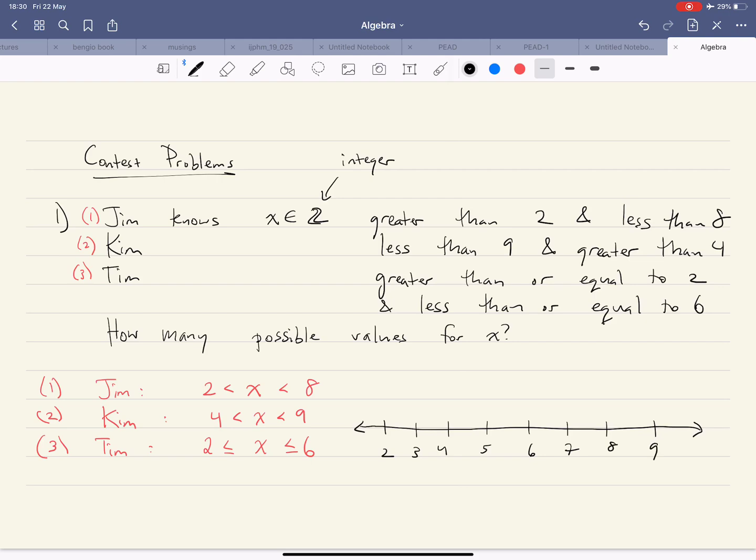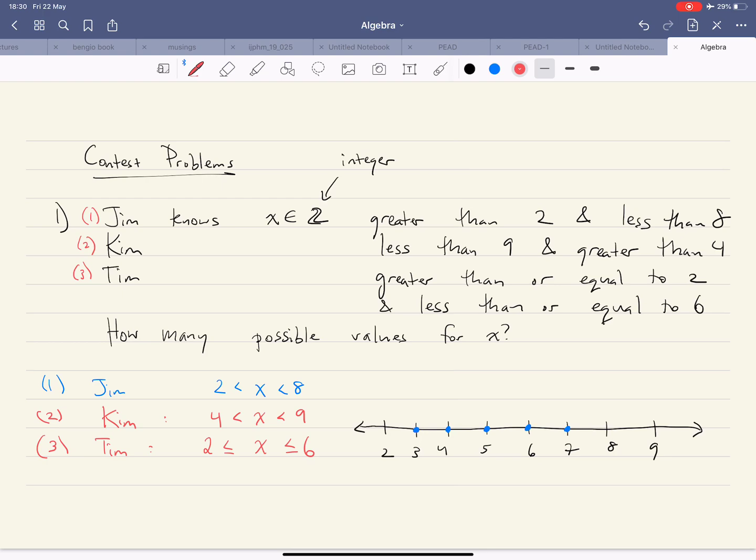And really, I'm going to use blue for Jim. Okay, so we know that x is bigger than 2, so x is an integer, so x could be 3, 4, 5, 6, or 7, right? It's less than 8, so it can't be 8 or anything that's bigger than 8.